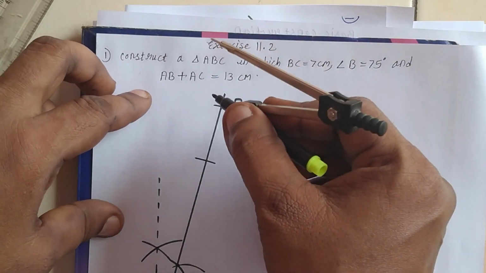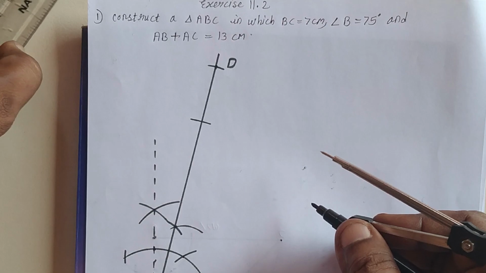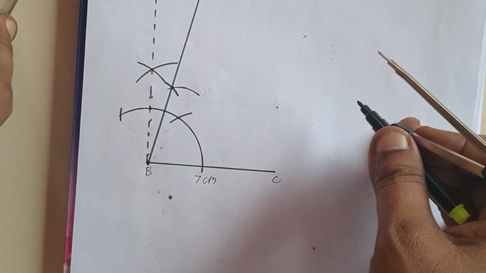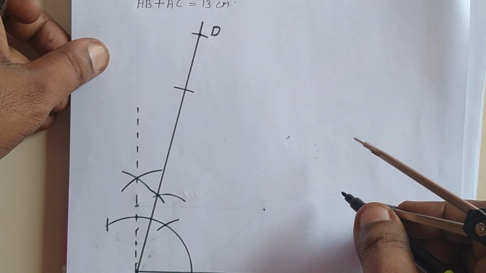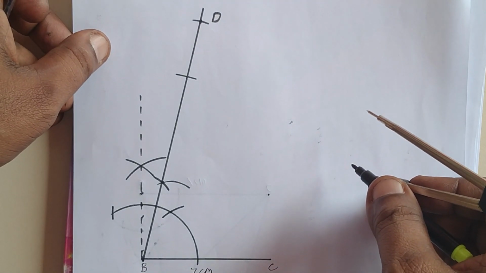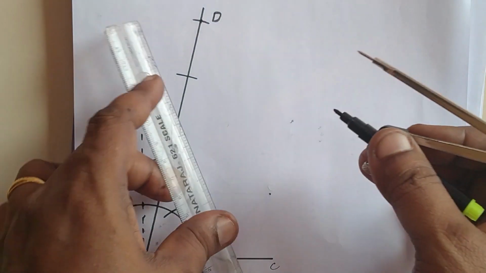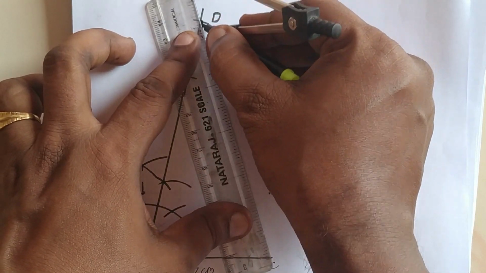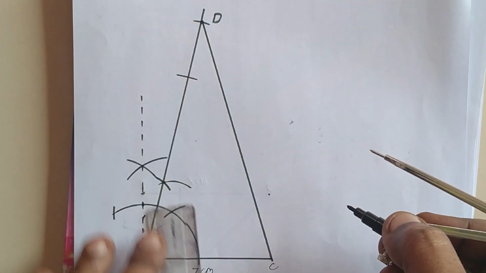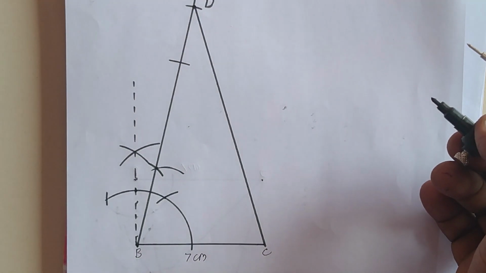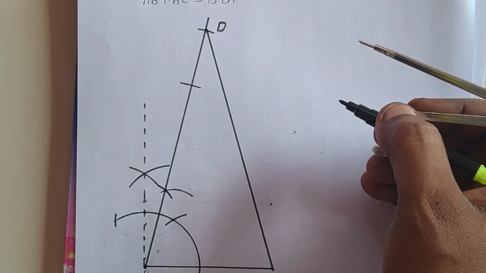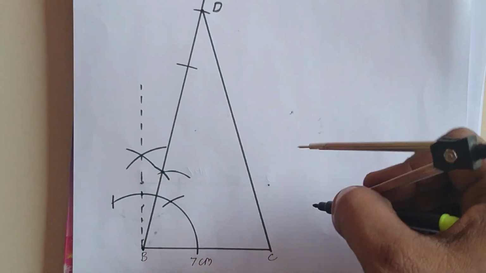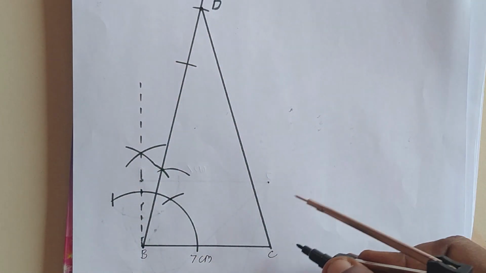Now student, join D with B. Okay, so you have to join D with B. So I am joining D point with C, not B, sorry, with C point. You have to join C point and D point. Okay, now student, this is D point and this is C point.